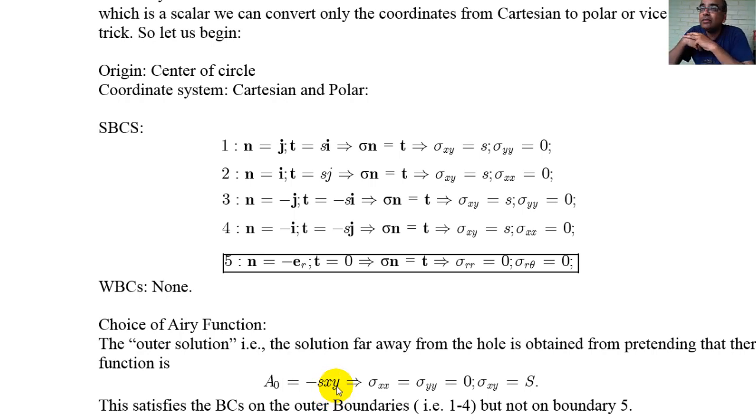What I want to do is, this is not the correct solution for the plate with the hole. So what I want to do is, I want to add some corrections to it, which will enable the hole to be stress free. So how do I do the corrections?